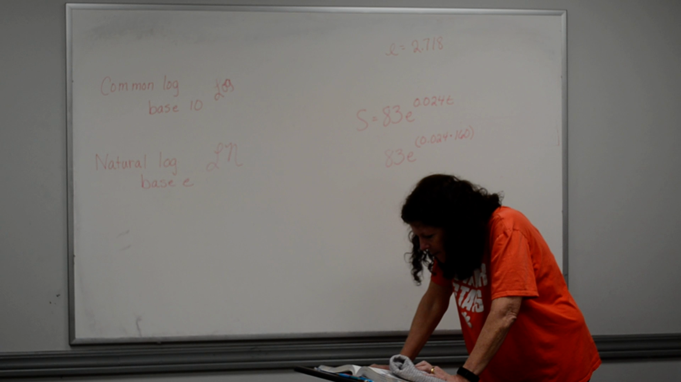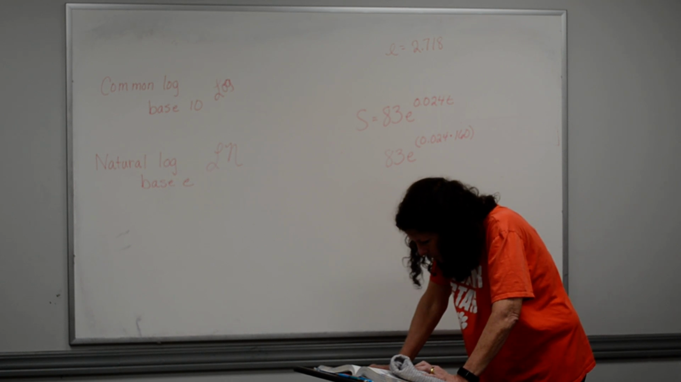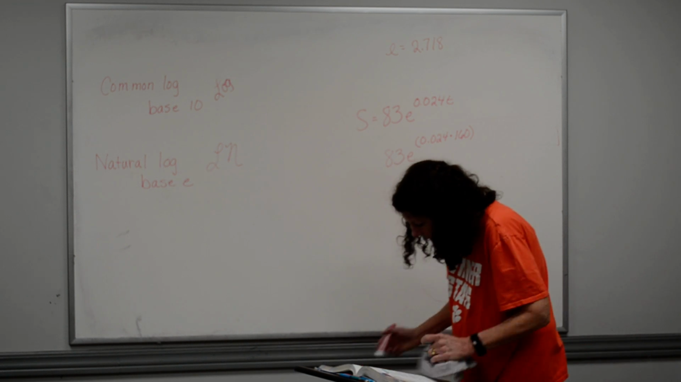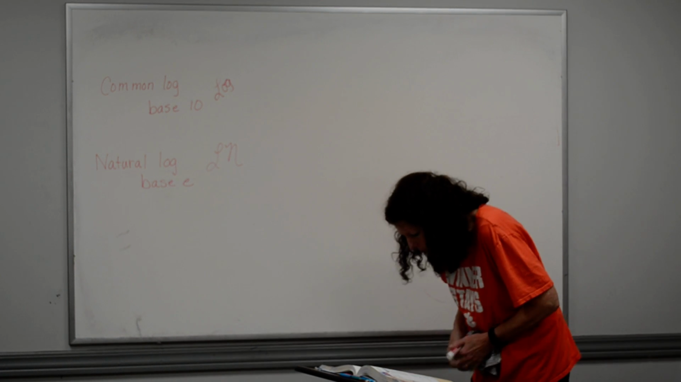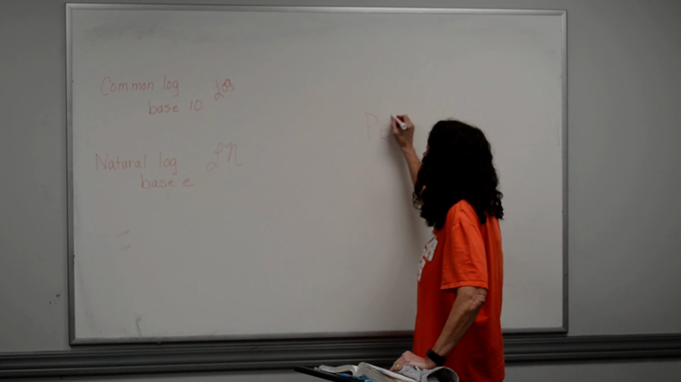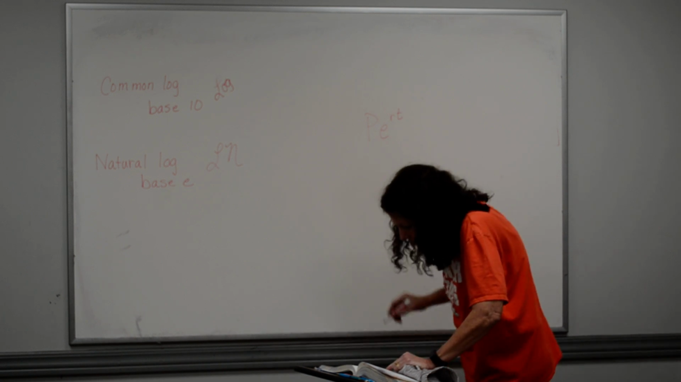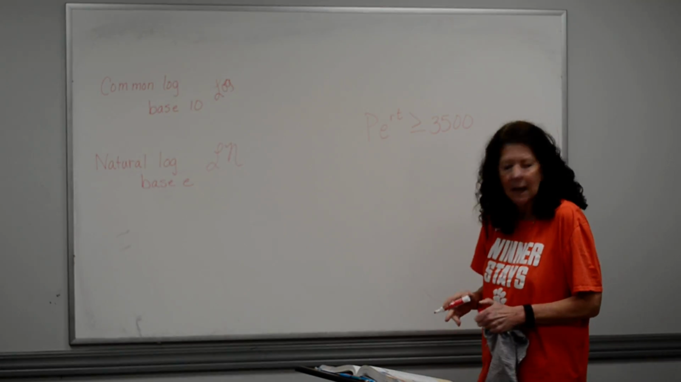You have Mr. and Mrs. Franco are planning to take a cruise for their 25th wedding anniversary. They have 6 years to save $3,500 for the cruise. If the 6-year certificate of deposit they buy now pays 8% interest, compounded continuously, how much should they invest now in order to at least have $3,500 for the cruise? Okay, so they are going to use that PERT formula that we talked about. PERT is principal times E raised to the rate times time power. They have to have at least $3,500 to take this cruise.